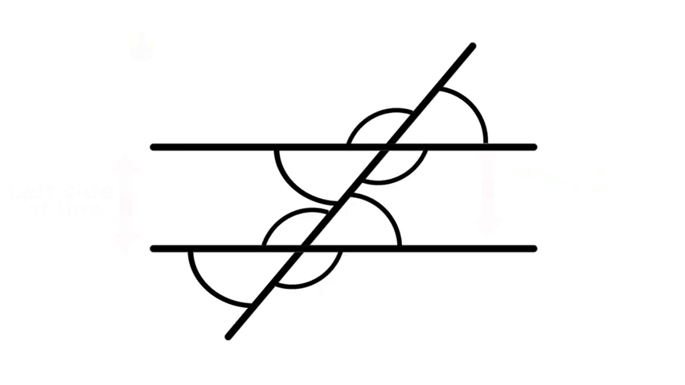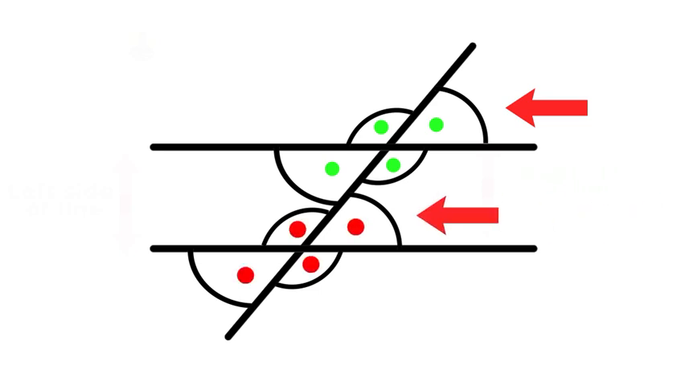In this particular setup, there are 4 angles where our line going through the parallel lines crosses the upper line, and there are 4 angles at the intersection where our line crosses the bottom line. And we're going to discuss what these angles are called and the difference between them.